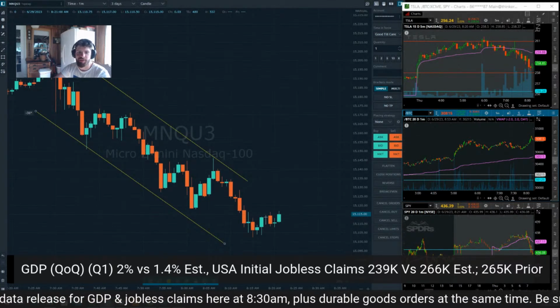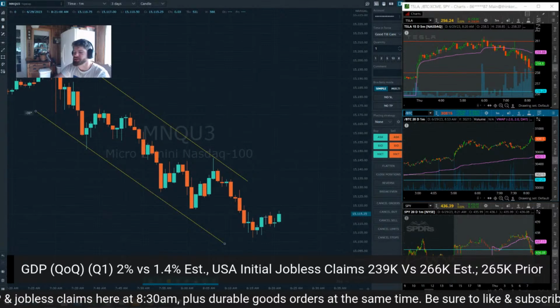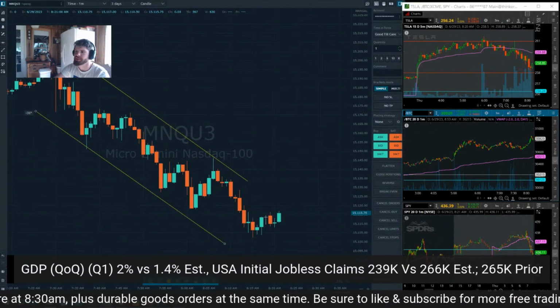We are bouncing back a little bit in the NASDAQ here. NASDAQ's still in the trend. Tesla's trying to pop back up. We got 9 minutes left.